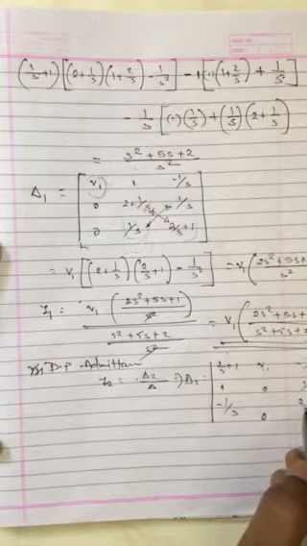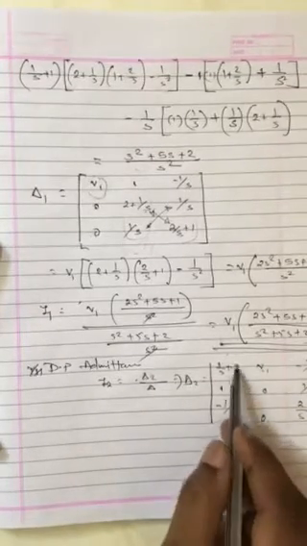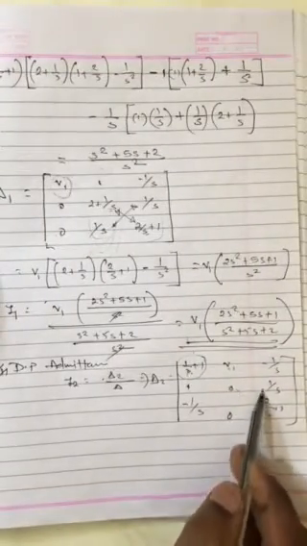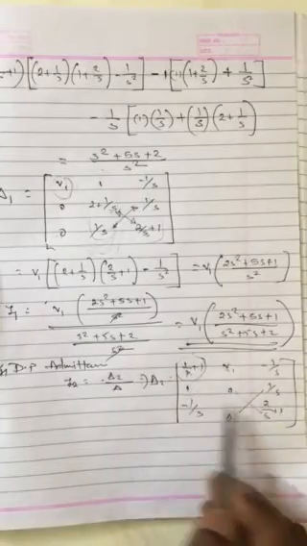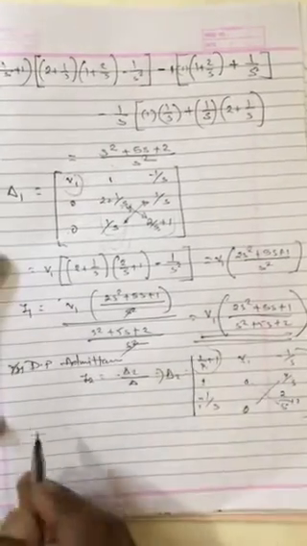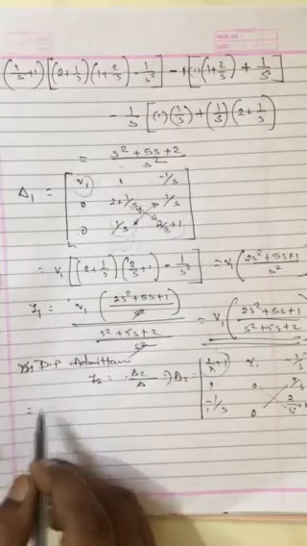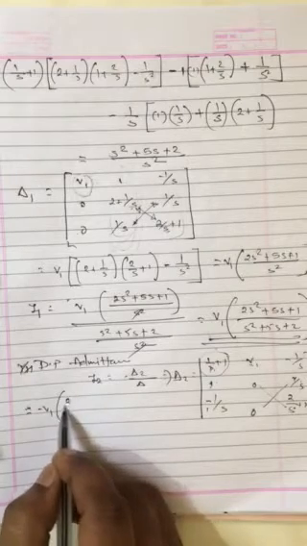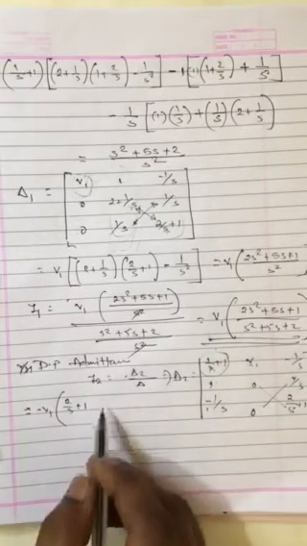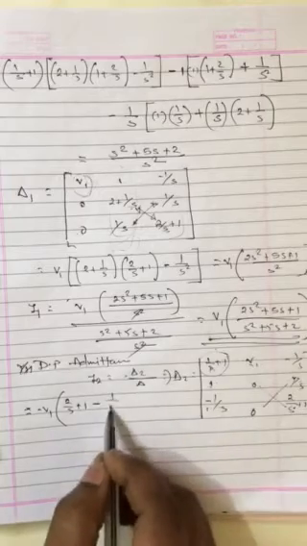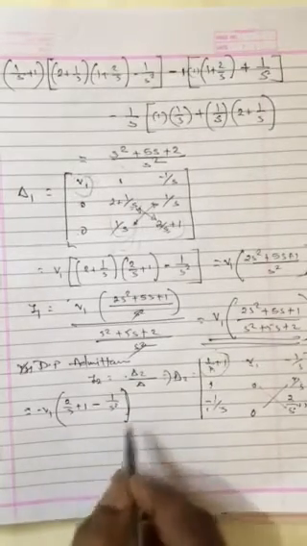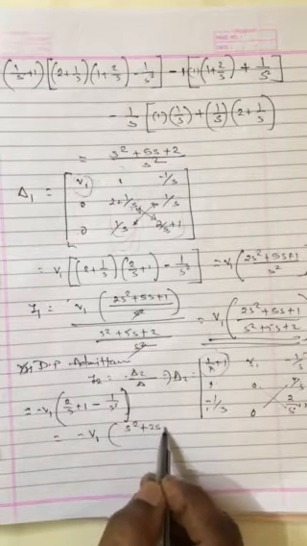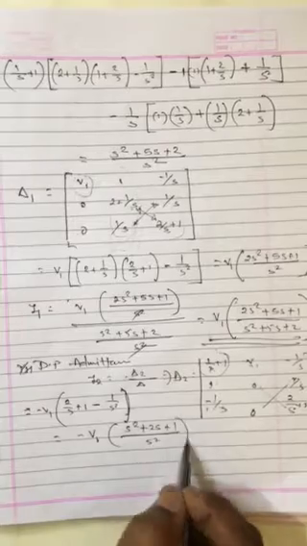Remaining things we will keep as they are: 1 by s, 2 by s plus 1. Okay, so this term into this minus this, so 0. This term into this minus this, only this term will be in the picture, V1 into... And the coefficient of the second term is always taken minus, so minus V1 into (2 by s plus 1) minus, this minus 1 will become plus, 1 by s square. So it will be minus V1 (s square plus 2s plus 1) divided by s square.